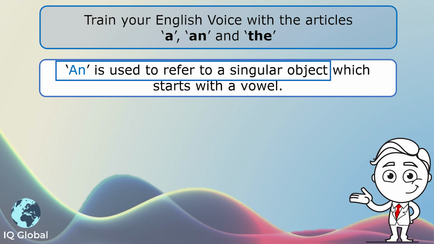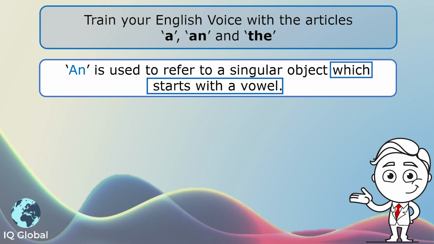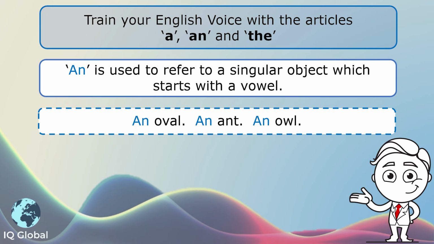An is used to refer to a singular object, meaning one, which starts with a vowel. For example, an oval, an ant, an owl.